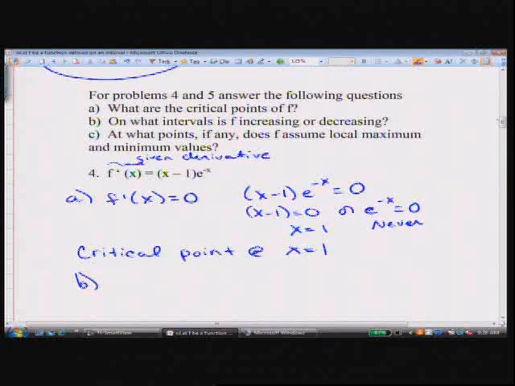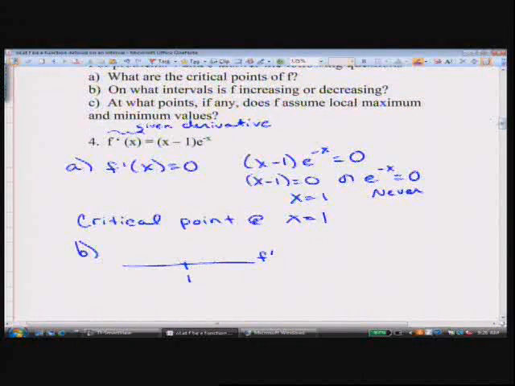Okay, now to figure out where f is increasing or decreasing, we look at the behavior of the derivative to the left and the right of the critical point. So we place the critical point on the number line, and we consider the positive and negativeness of the first derivative. Okay, and so the easiest way to do that is with test values. So we would test a number to the right of 1, like 5, and we would test a number to the left of 1, like 0, and then we could determine whether the function is positive or negative.